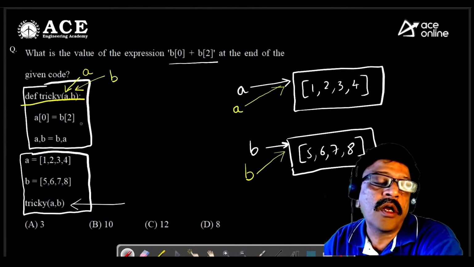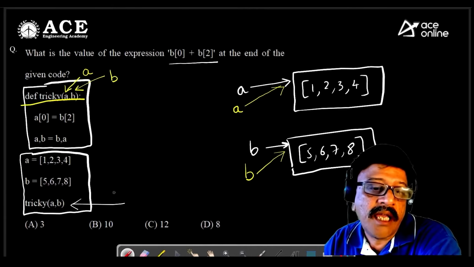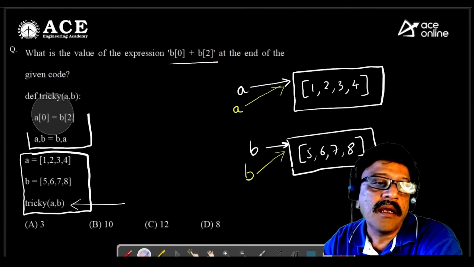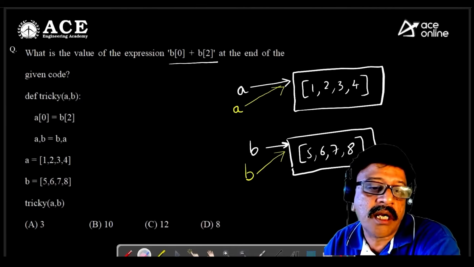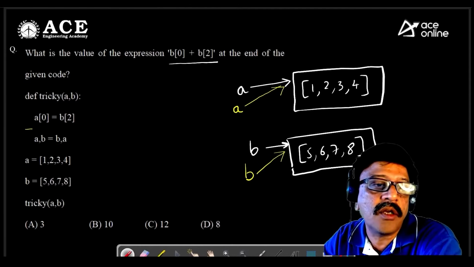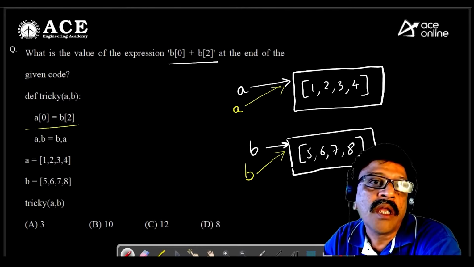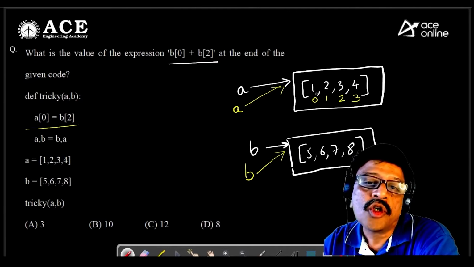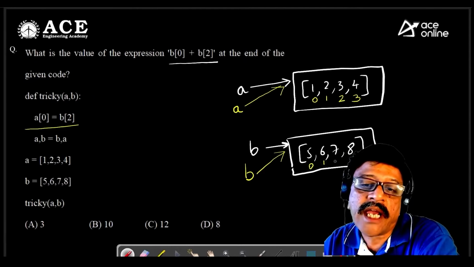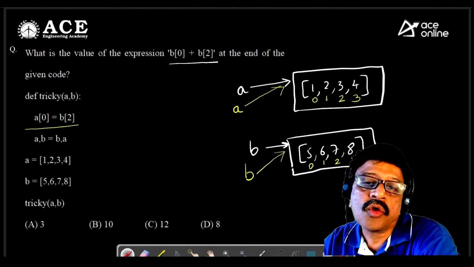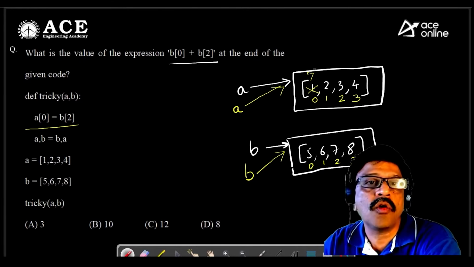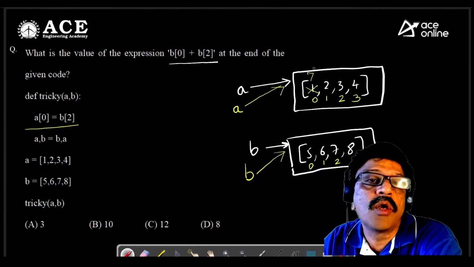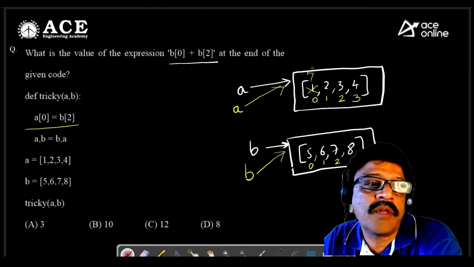Now inside the function, it has been written that A0 should become equal to B2. That means this element A0, I am just putting the indexes, should become equal to B2. Check, B2 is 7. So A0 will clearly change and A0 will become 7. As you all know, a list object is mutable. You can change the values of the list.